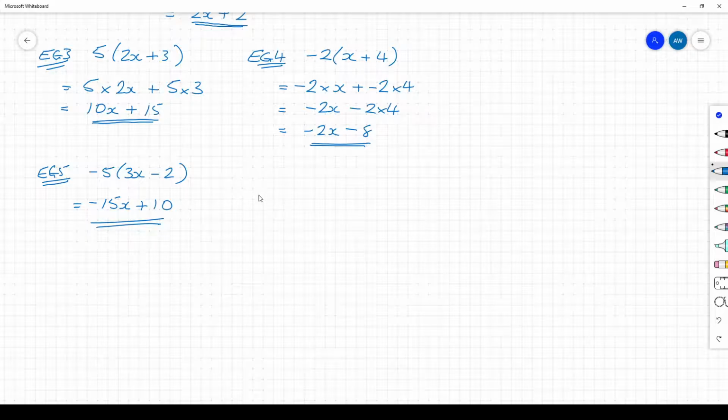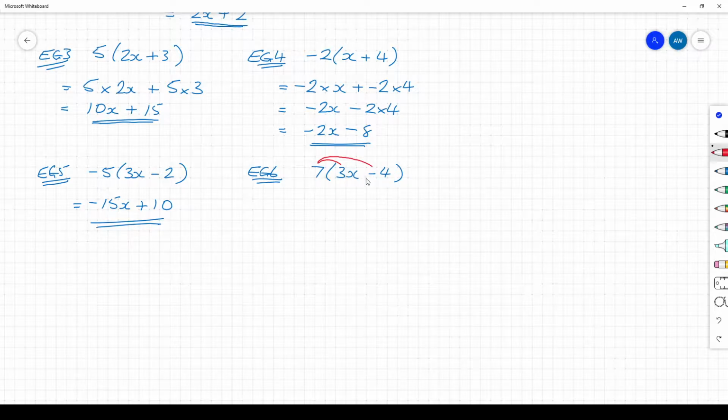Okay, and this might help you as well. So, final example, if we had 7 bracket 3x minus 4, then what we could do is show that we've got to times this by this term and also the 7 by this term. Remember, the minus is part of the 4. So the sign is part of the 4. So you do 7 times the 3x and 7 times the minus 4, just like I've shown you in all the previous examples.